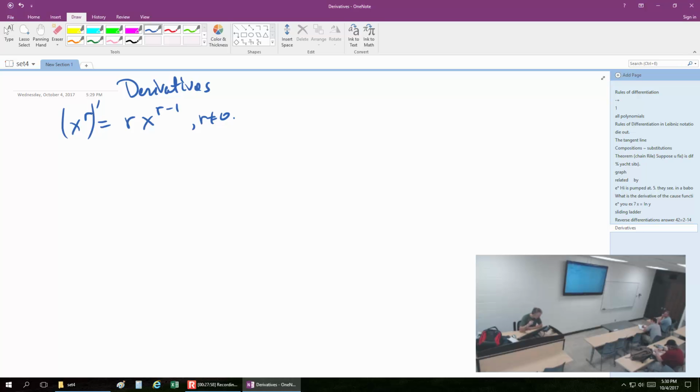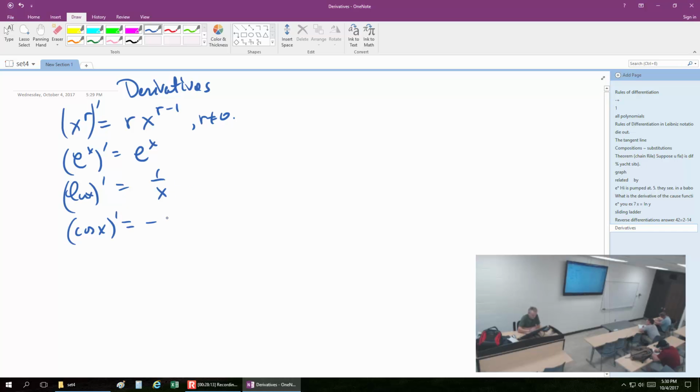e to the x, prime, is equal to e to the x. ln x, prime, is equal to 1 over x. Cosine x, prime, is equal to negative sine x, and finally sine x, prime, is equal to cosine x. So these are the derivatives that we know to begin with, and combined with the 5 rules of differentiation, it gives us an unimaginable number of derivatives that we can find in a fairly straightforward way.